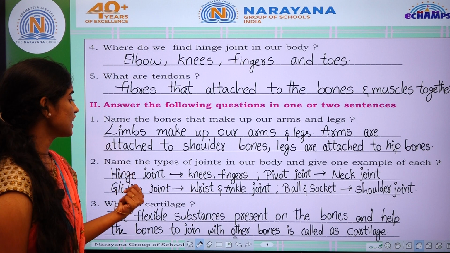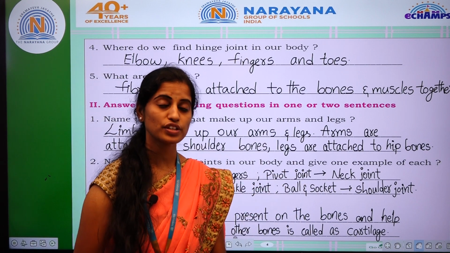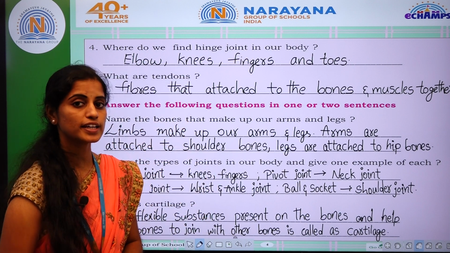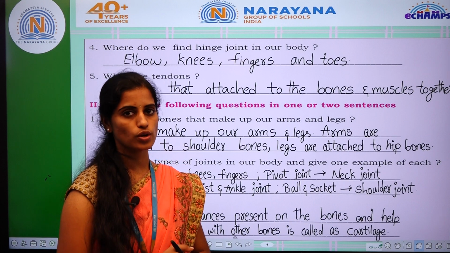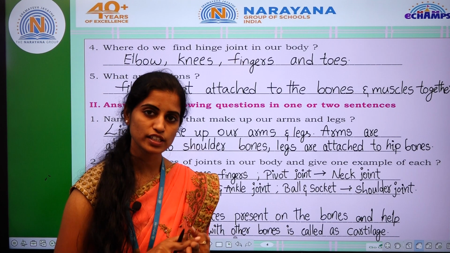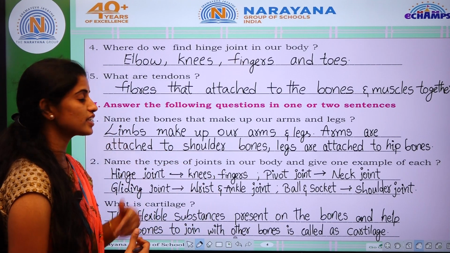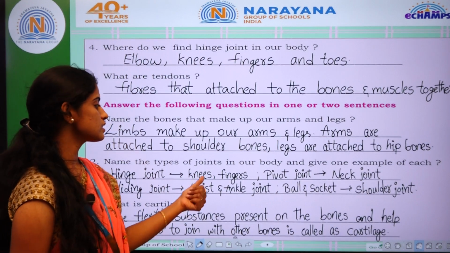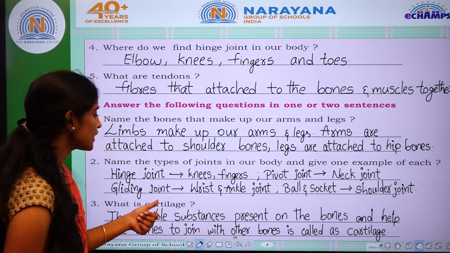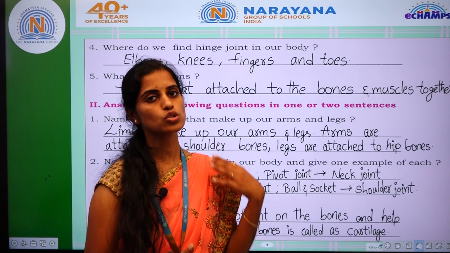Second question, name the types of joints in our body and give one example of each. Okay. Children, in the previous class we already learned, how many types of joints do we have? 4 types of joints. What are they? Hinge joint, pivot joint, gliding joint, ball and socket joint. So, what is the example of hinge joint? Knees, fingers. Pivot joint, neck. Gliding joint, wrist and ankle. Ball and socket joint is the shoulder joint.